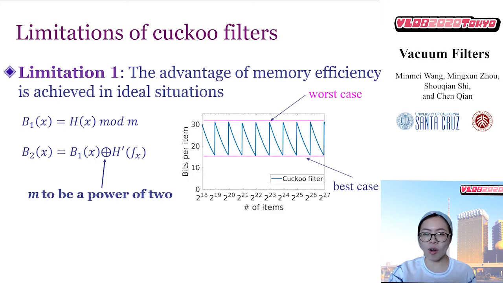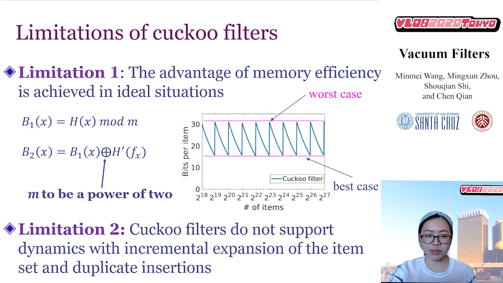First, the advantage of memory efficiency is achieved only in the ideal situation. The right figure shows the bits per item, varying with different numbers of items. We can find that in the worst case, Cuckoo filter requires almost twice as much memory compared to the ideal situation. The reason is that Cuckoo filter uses an XOR operation to calculate the alternate bucket for each item, which requires the number of buckets m to be a power of 2. This may waste memory with some numbers of total items. Second, Cuckoo filters do not support dynamics, with incremental expansion of the item set and duplicate insertions.